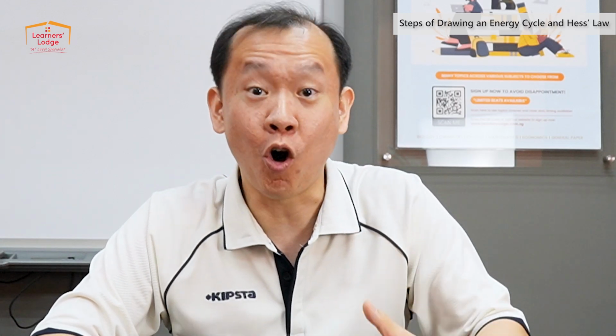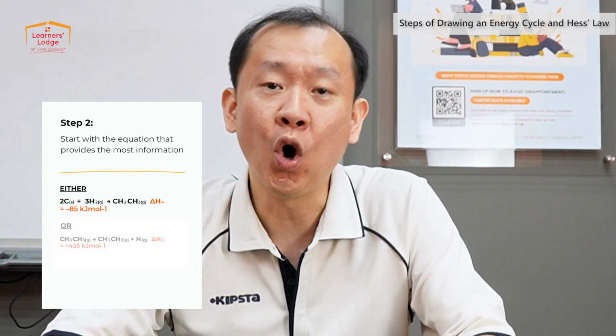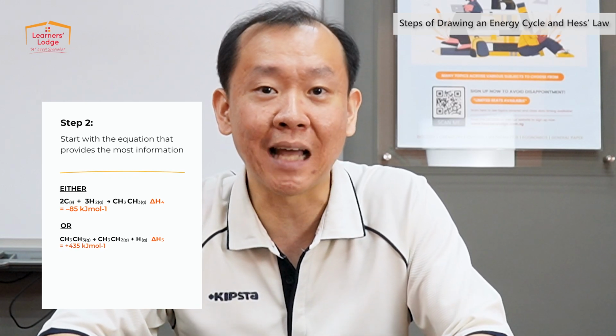Because after we write out all the equations, the next thing that we're going to do, this would be step 2, we will want to choose the equation that has got the most details to start our energy cycle with. So there are 2 possibilities here. We can either start with the equation that represents the enthalpy change of formation of ethane, or we could use the equation that represents the bond energy of the first CH bond. Those 2 equations would have all the details that we need in order to continue the cycle.